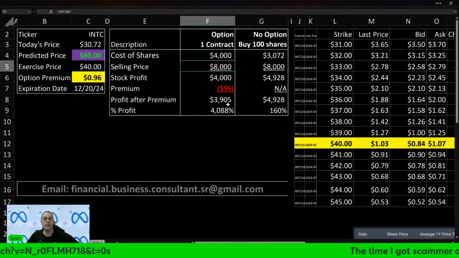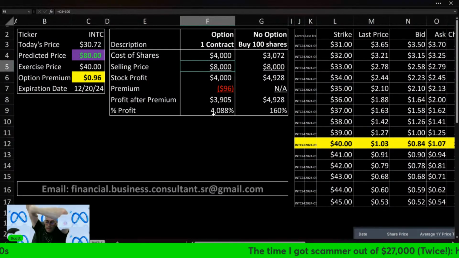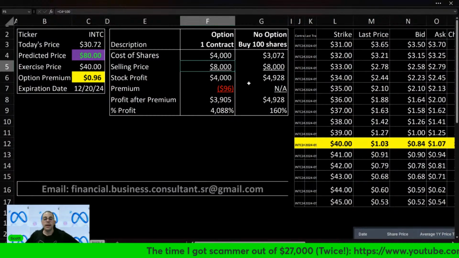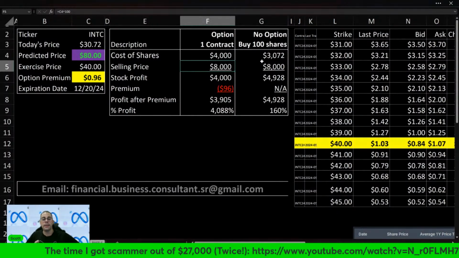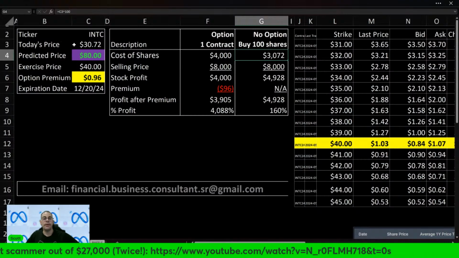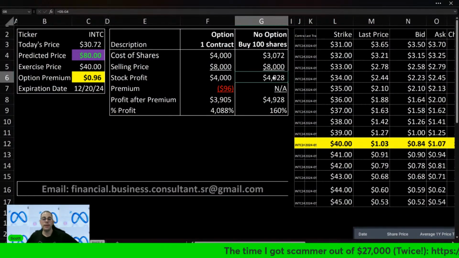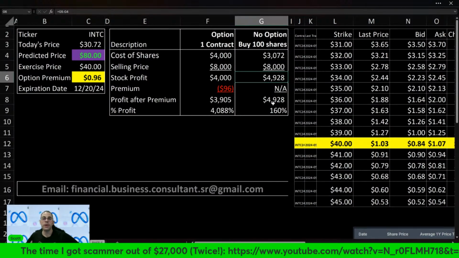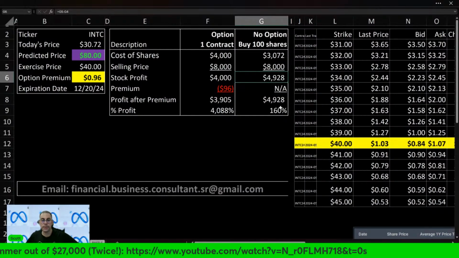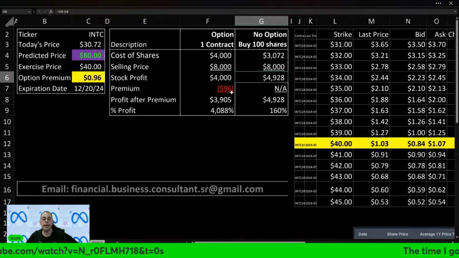So it's a 4,000% profit. You 40x your investment. If you bought 100 shares outright today of Intel, you would have paid $3,000. And say the price hit 80, you can sell it for $8,000. You would have profited more by just buying the stock. But your profit is only 160%. Why is it so much lower? Because you only had to invest $96 to profit $4,000.